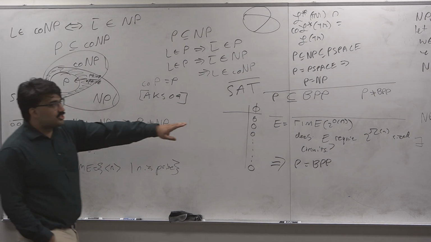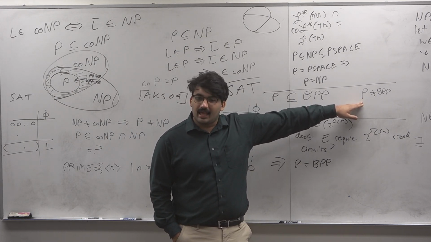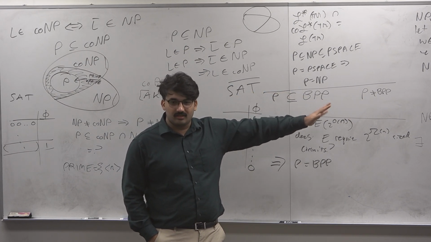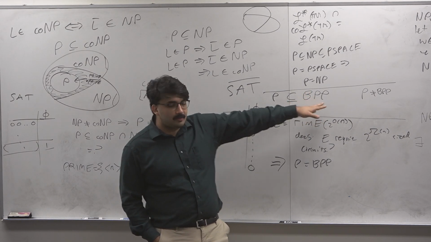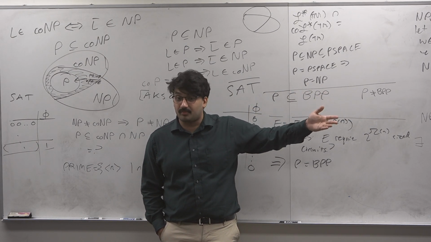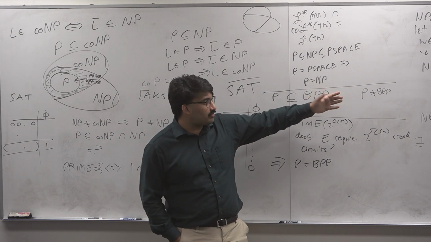Many people conjectured P does not equal BPP, but they cannot prove it for the same reason we cannot prove P equals NP and so on. We just can't prove any of that, okay? By the way, BPP is in PSPACE. So P does not equal BPP would imply P does not equal PSPACE, which would be great. We could solve the problem. So it's a hard question.